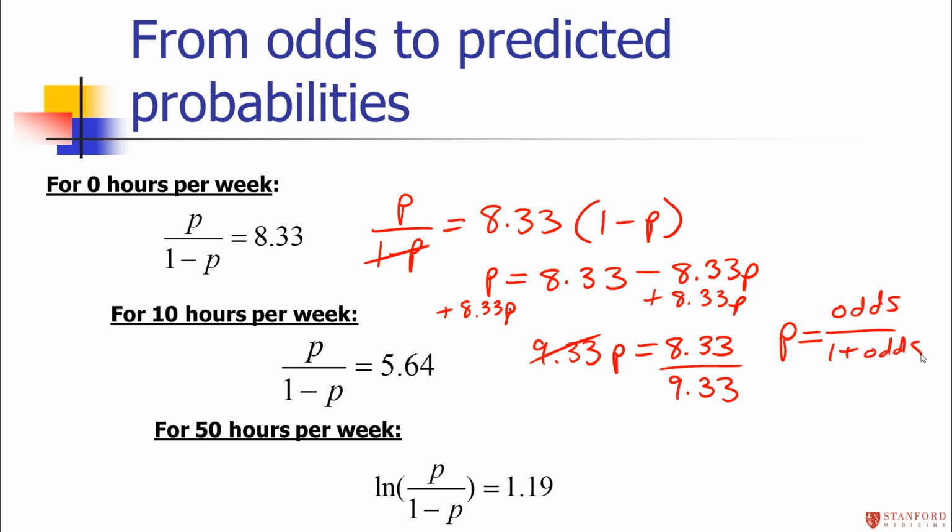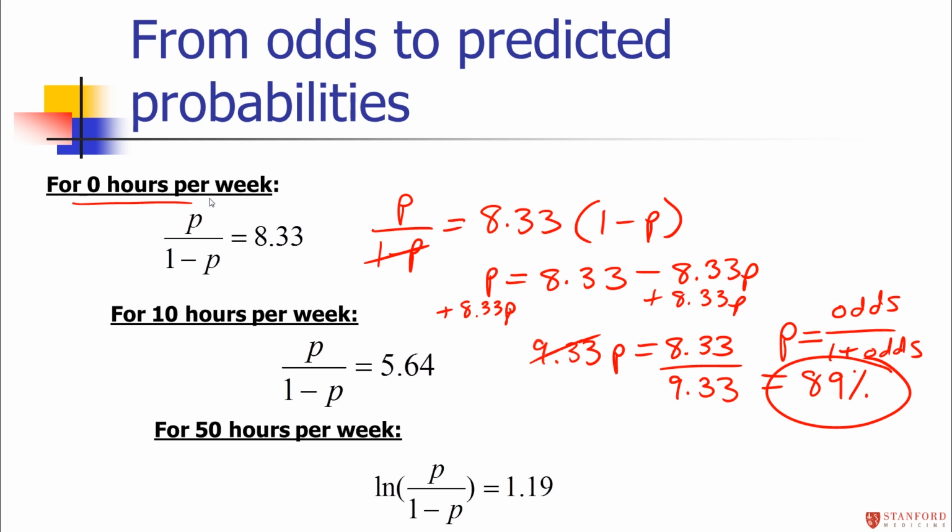And when you do that, 8.33 divided by 9.33, notice that's always going to be a number between 0 and 1. So that's going to give you a probability. That comes out to be 89%. So the predicted probability for somebody who does 0 hours per week of homework is they have an 89% chance of being book smart. Less homework, more chance of being book smart.